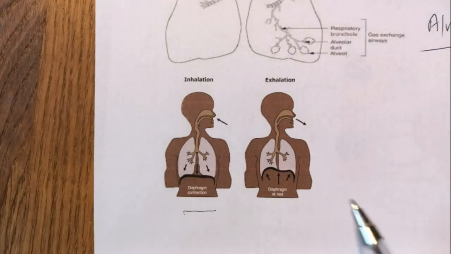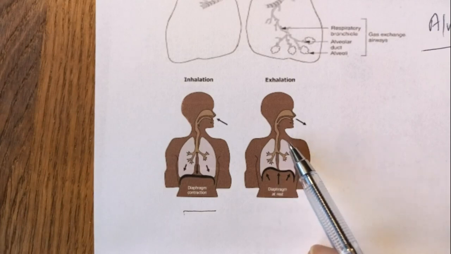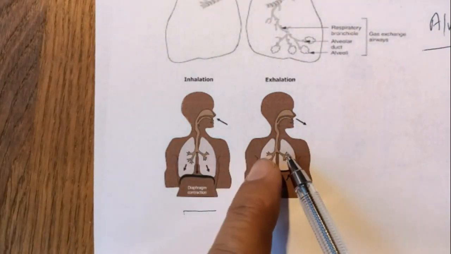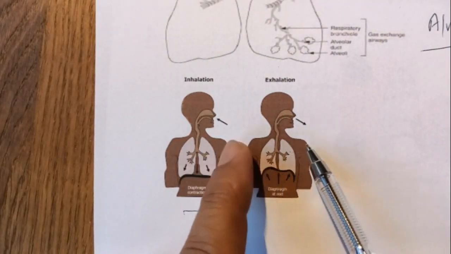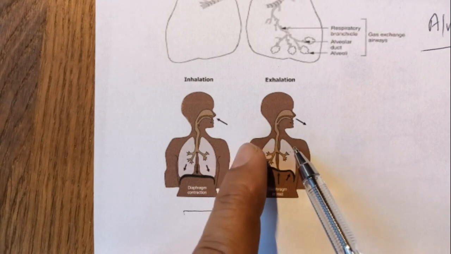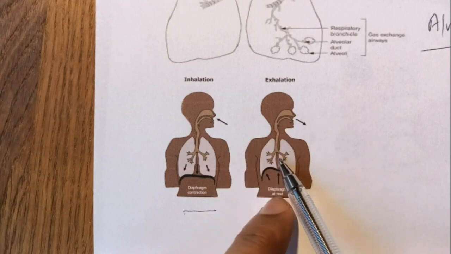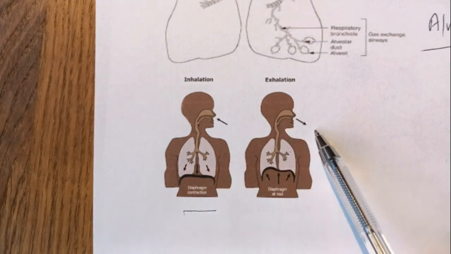And when we expire, the diaphragm relaxes and the chest cavity collapses. It becomes narrow, smaller in size, and this recoil, this collapse of the lungs, causes air to be pushed out through the airways and goes out.